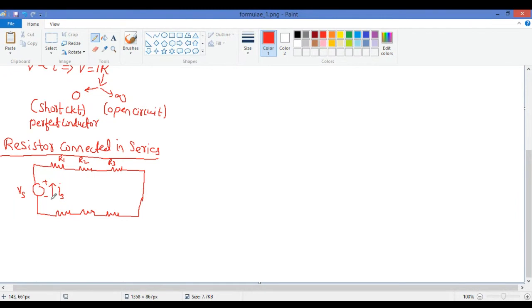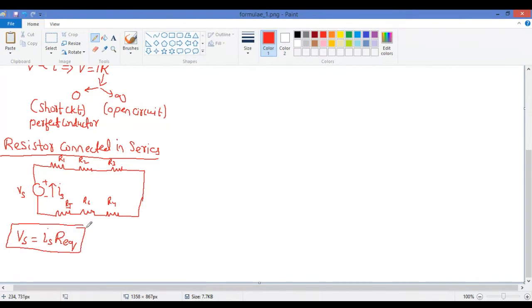R4, R5, R6, like this. Then you know that the current flowing across all the resistors, if the resistors are in series, is the same. Current flowing through all the resistors R1 through R6 is the same. So how do you find Vs? According to Ohm's law, V is equal to IR, so Vs is equal to Is times R. But R we don't know, so you have to find R equivalent. This is the formula if they are connected in series.